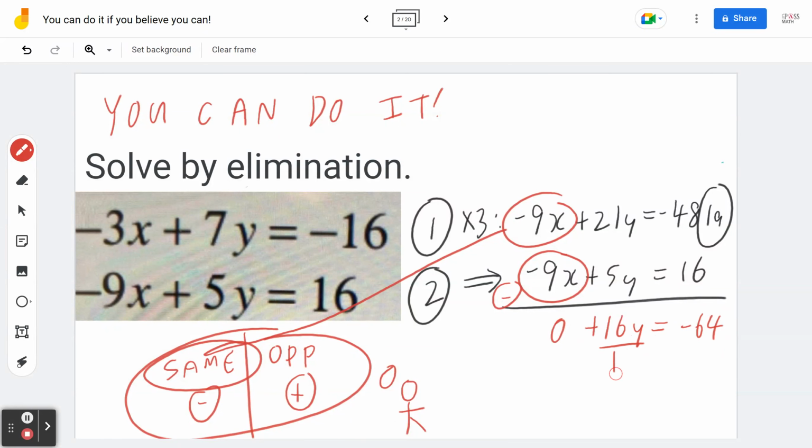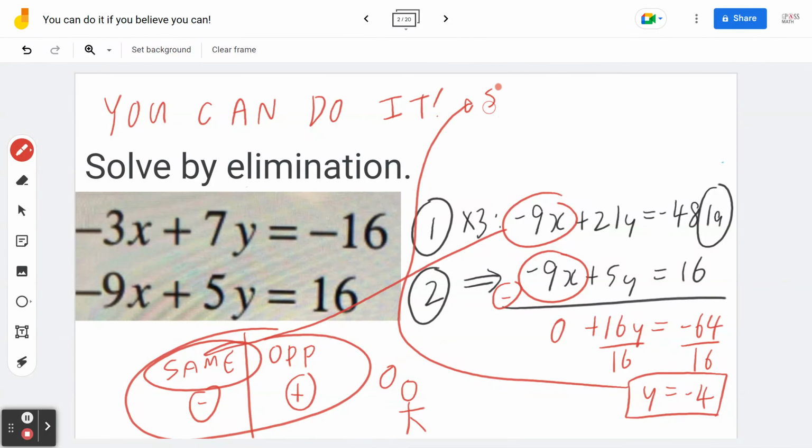Now, don't forget the opposite of multiplying by 16 is to divide by 16, so y is going to be negative 4. Now, to solve for x, there are many ways of doing it. One approach is you can plug it back in. So let's say I continue here. I can say sub y equal to negative 4 back into number 1. So this is going to be negative 3x plus 7 times negative 4, which equals negative 16.